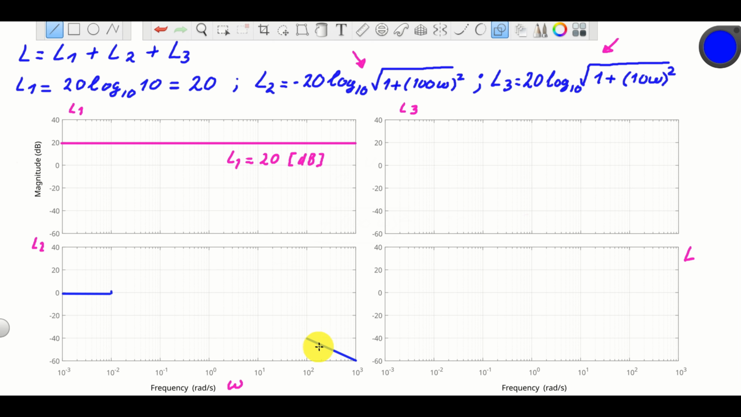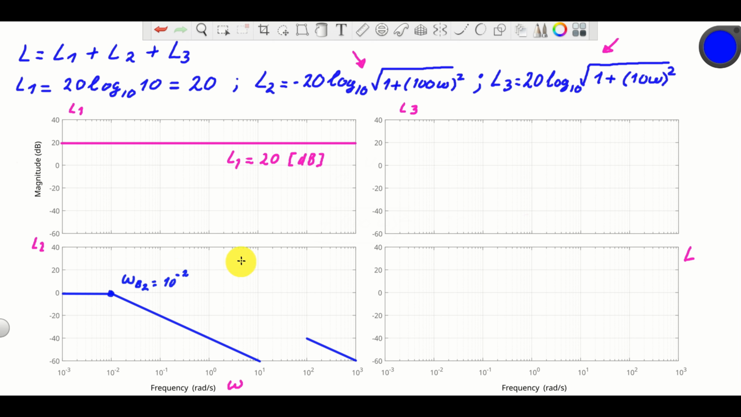And consequently, I need to draw a parallel line starting from this point over here, and the line should be parallel to this minus 20 dB slope. And here it is. This is the asymptotic approximation of L2. Let's denote the break frequency over here. And this break frequency is given over here. Let's denote it as 10 to the minus 2.